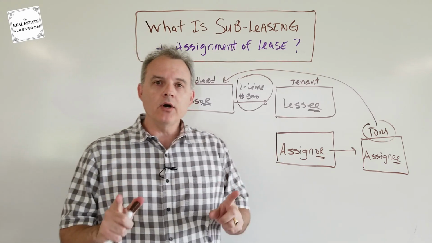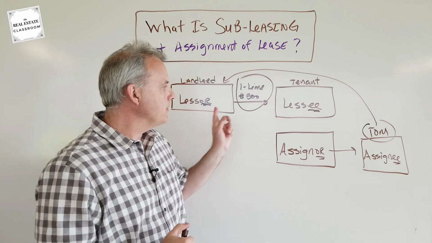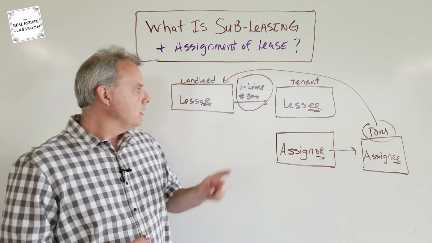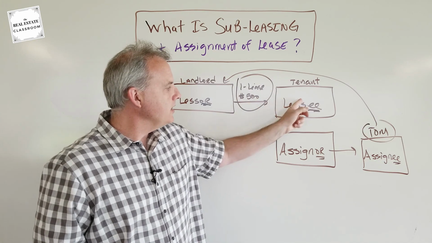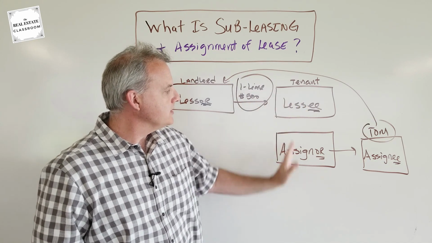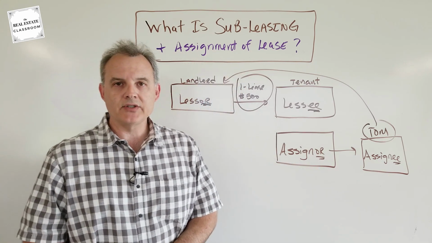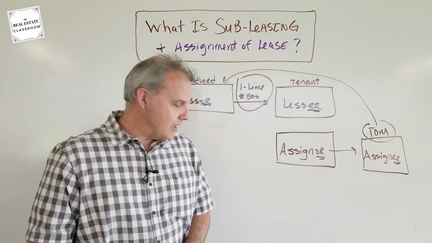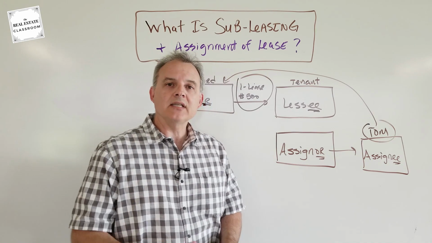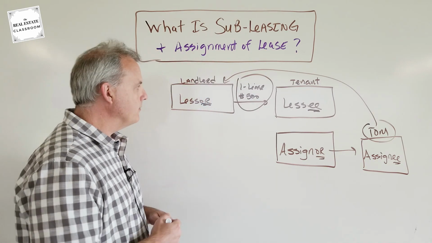So you have to know for the real estate licensing exam who the parties are: landlord, tenant, or lessor, lessee. But at the time that the assignment happens, the tenant is legally known as the assignor and Tom is the assignee. Now let's talk about the same scenario, but with subleasing. It's a different beast.